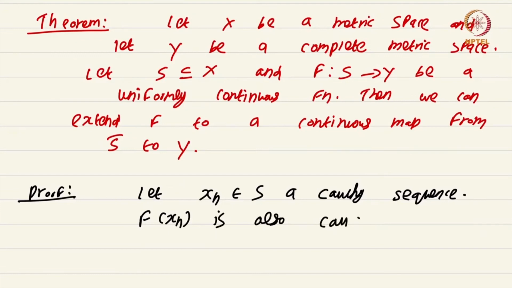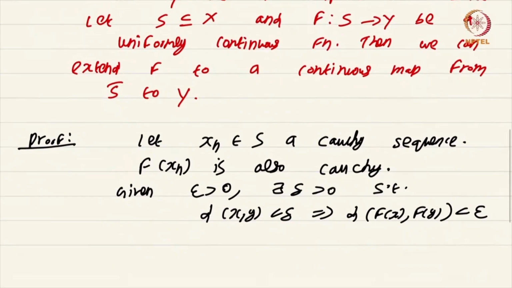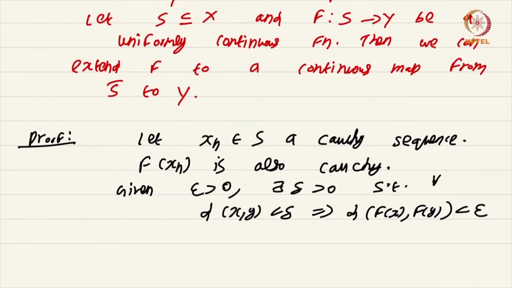Okay, well, why is this the case? Well, given epsilon greater than 0, there exists delta greater than 0 such that d(x, y) less than delta implies d(f(x), f(y)) is less than epsilon. This is nothing but the definition of uniform continuity, and since f is given to be uniformly continuous, this is true. Of course, this is true for all x, y in S. Okay, so how does this help us?